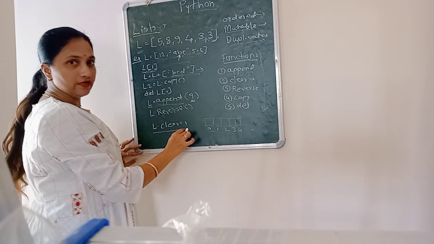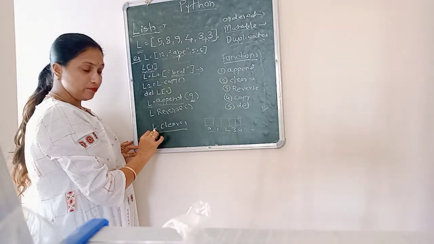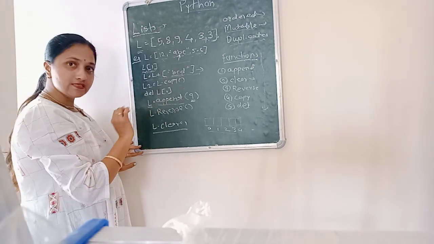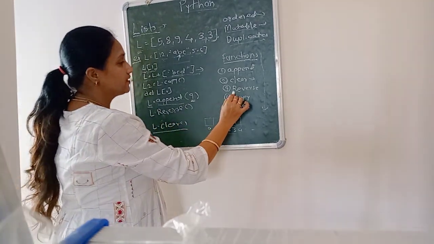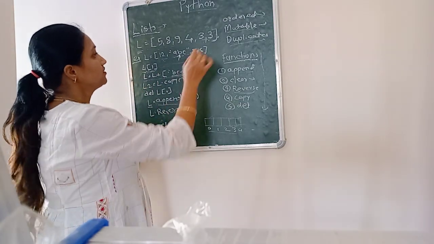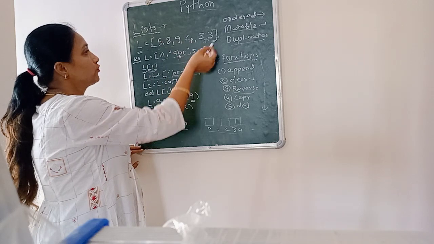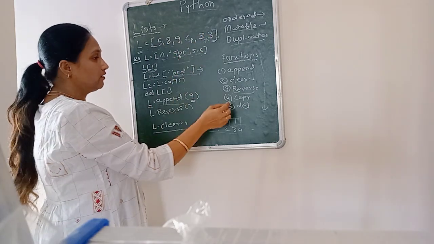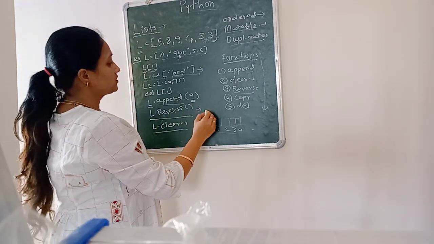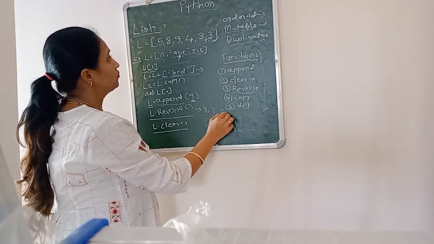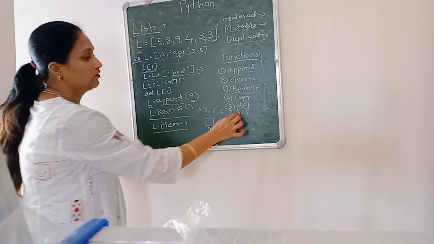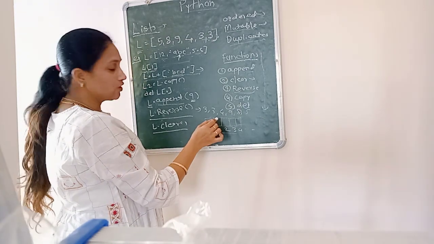Then next is clear. This is the syntax of clear. L, that is the list name, dot clear will clear the list contents. Now your list is empty. Next is reverse. If you want to reverse the contents of the list, you have to simply call L dot reverse. Now the contents of the list will be 3, 3, 4, 9, 8 and 5. So this is reversing of the list.